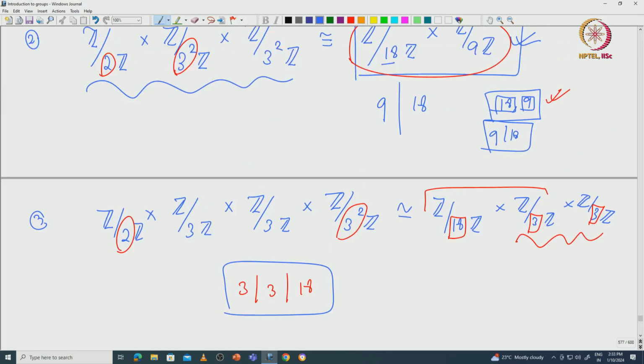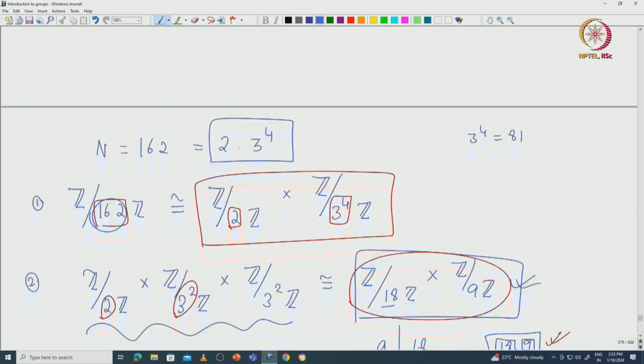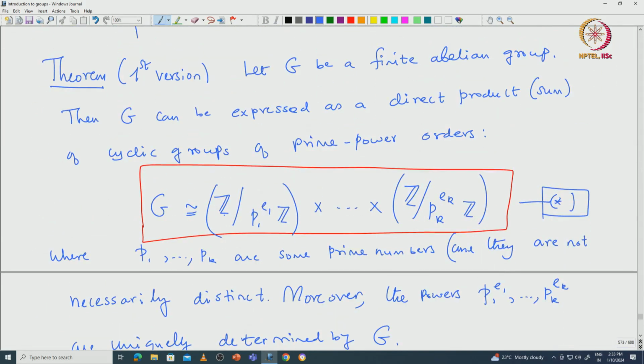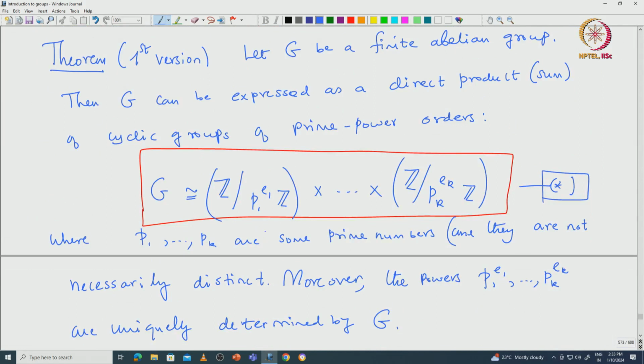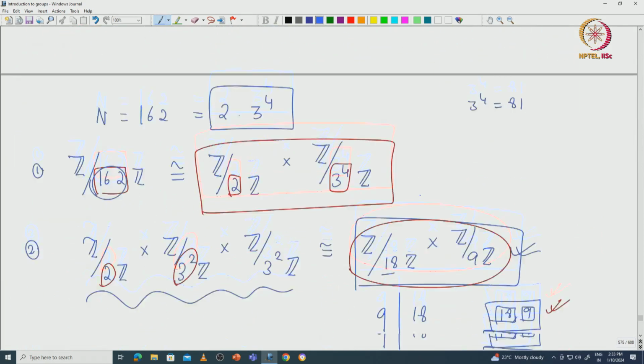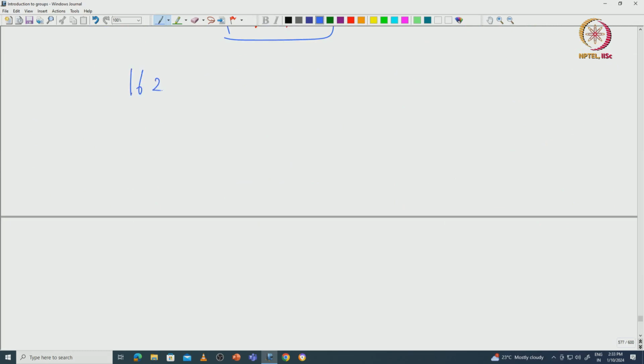Now using the first version, it is not hard to see how many possible non-isomorphic groups you get of order 162, because the first version says any finite abelian group can be expressed as a direct product of cyclic groups of prime power orders, of this form, this star. These p1, e1 through pk, ek are all uniquely determined by this G. So, once you know this factorization, that is 162 is nothing but twice 3 to the power 4.